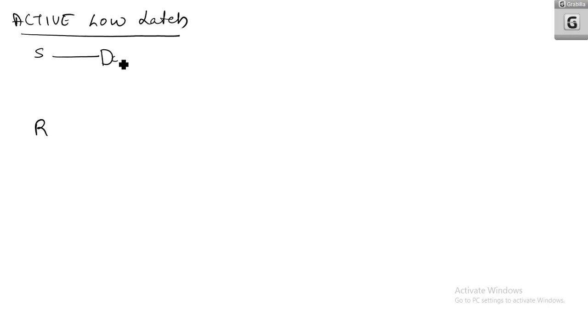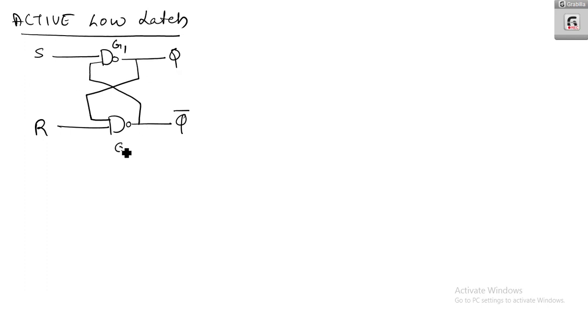This one is active low latch. So what is basically active low latch? That means if something is initially high and then it is going low, then only the output will get triggered. So for this active low latch, I am having NAND gate. Okay, this is Q, and this becomes Q bar. So here Q is fed back to here. Here Q bar is fed. Now I am keeping this as gate 1 and gate 2.